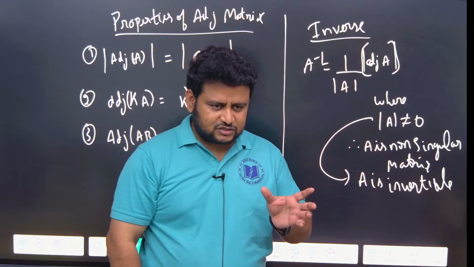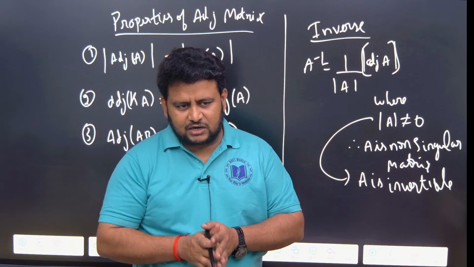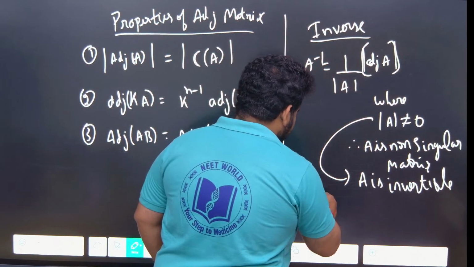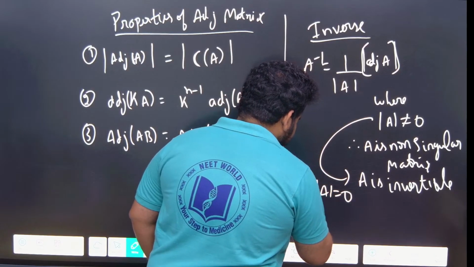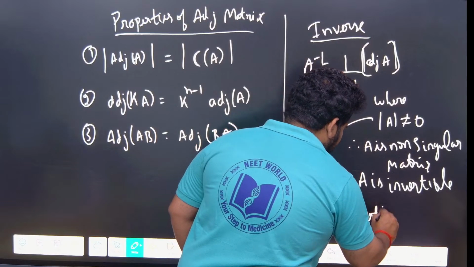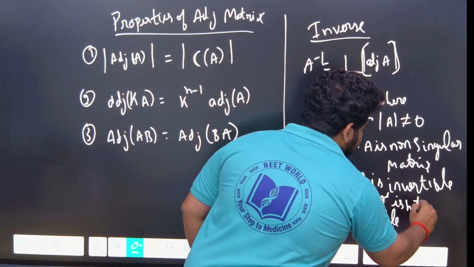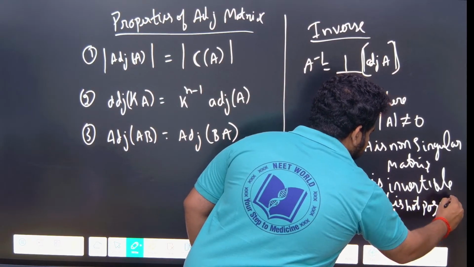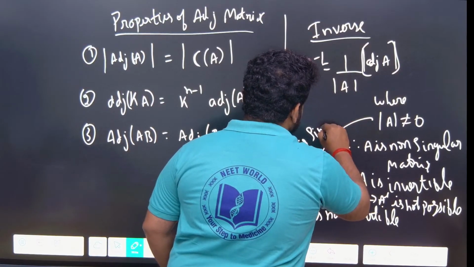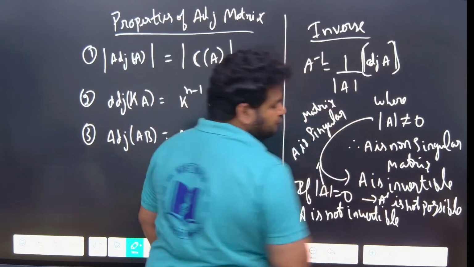So first find the determinant of A. If it is coming equal to 0, you cannot find A inverse. If it is coming not equal to 0, then it is invertible. So you can write: if det of A is equal to 0, A is not invertible, or you can say A inverse is not possible. Det of A equal to 0 means A is a singular matrix. Understood?